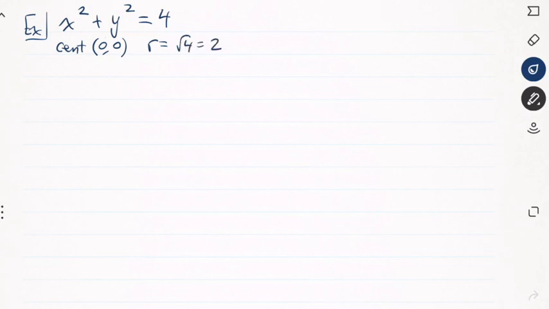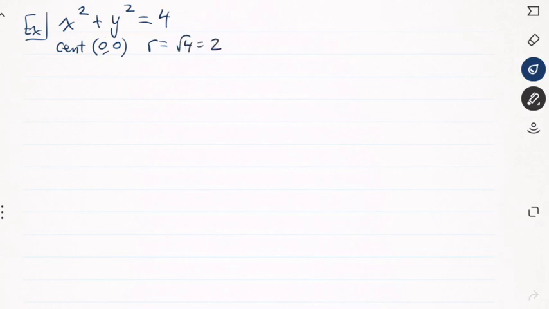All right, let's look at an example of a circle. x squared plus y squared is equal to 4. This is the equation of a circle that is centered at 0, 0, because there's no numbers next to the x and the y, and the radius is the square root of 4, better known as 2.